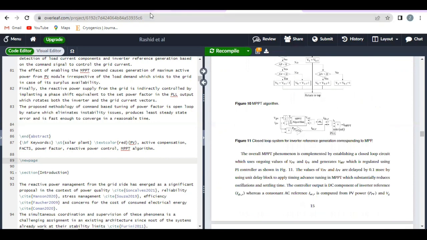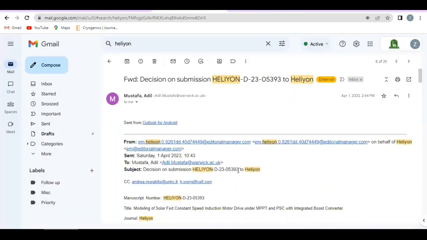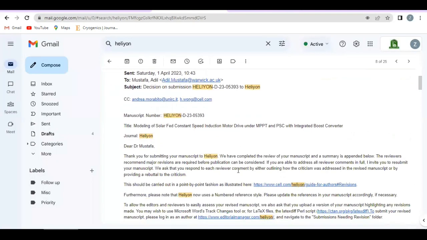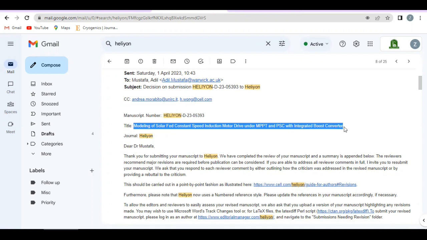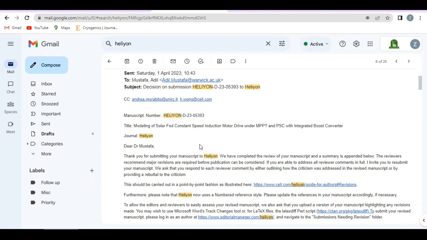So as a second example, I will show you what to do if we receive a major revision on a manuscript. So you can see this is the title of my second manuscript, which has been asked for a major revision.